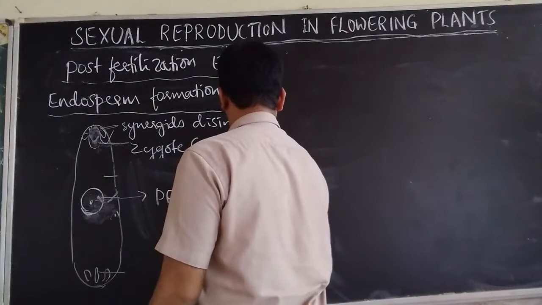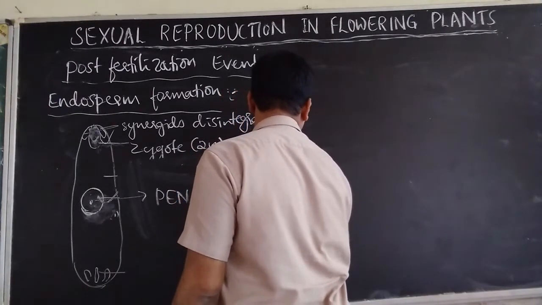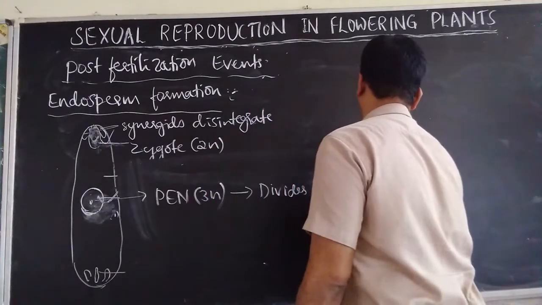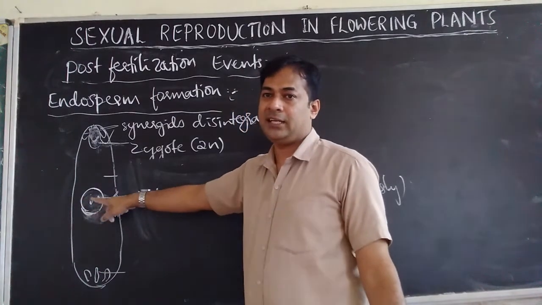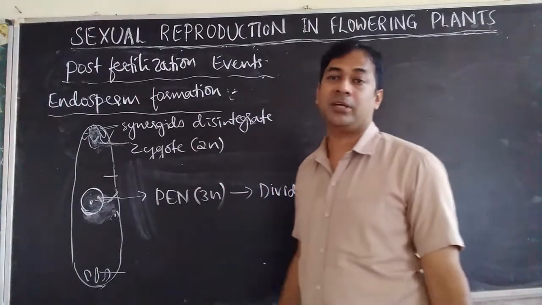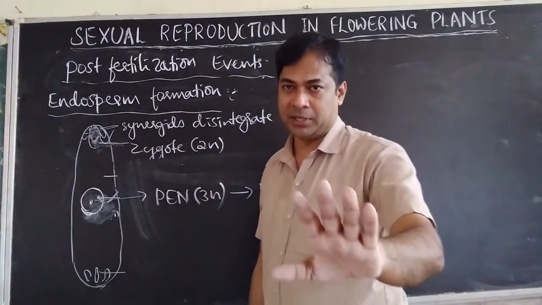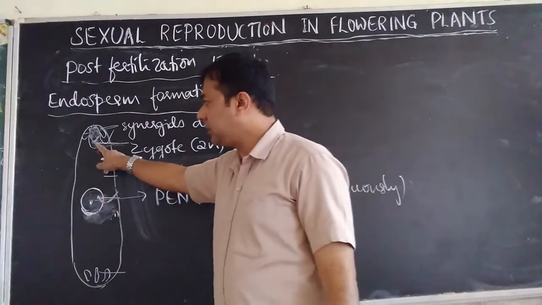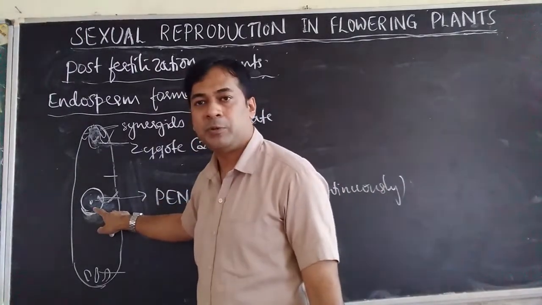How does it divide continuously? This primary endosperm nucleus divides first. Then after finishing division, cell division, then the zygote will start developing. Because see now, I'll make it very simple. The primary endosperm nucleus also should divide. The zygote also should divide. Which divides first? The primary endosperm nucleus divides first.